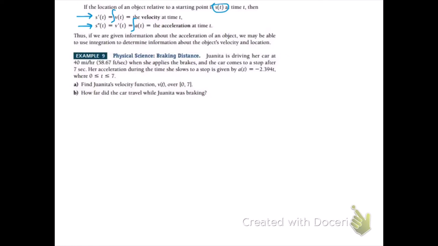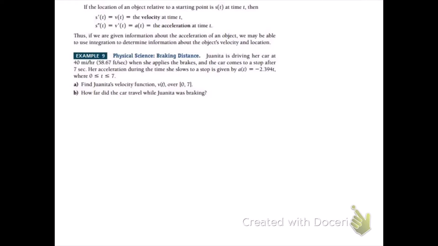So we can either think about this going forwards. Going forwards, we have the starting point function, take the derivative, we get velocity, take the derivative of that, we get the acceleration. Or we can go backwards, we have the acceleration function, take the integral, we get the velocity, take the integral again, and we're back to the starting point function. So if we're given information about the acceleration of an object, we may be able to use integration to determine information about the object's velocity and location.